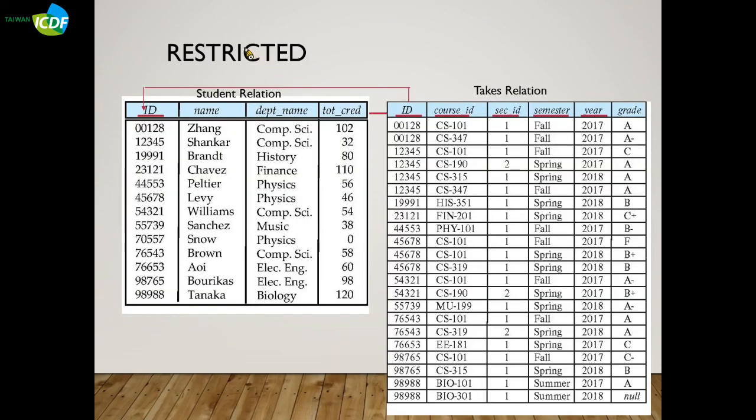First, if the restricted policy is adopted, before the primary key of a student's tuple is updated, it is needed to check whether this tuple is referenced by other tables. If yes, the primary key's values cannot be updated. If not, the update transaction can be processed successfully.